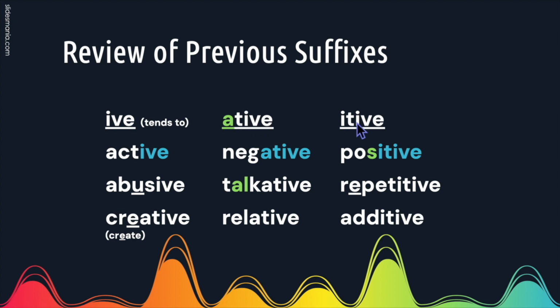These two endings also mean tends to. The A in this word will generally schwa and sound more like uh, so this word is negative. This AL will have a broad A sound, talkative, and relative. This T will have a T sound, positive, repetitive, additive.